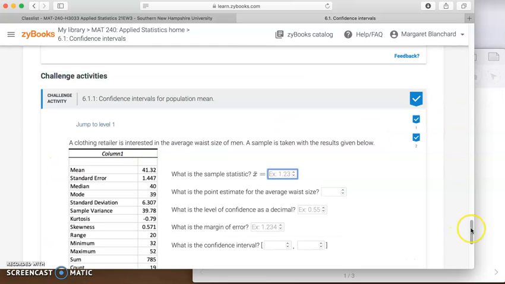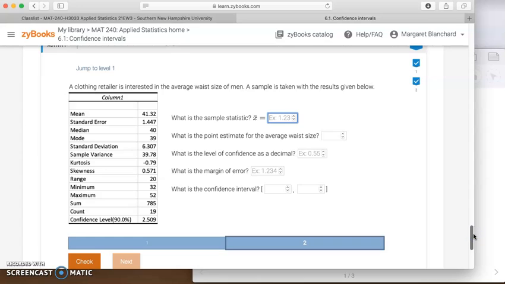Next. All right. A clothing retailer is interested in the average waist size of men. A sample is taken with the results given below. So this is, again, some Excel output. When you start working these problems in Excel on your own, you can get a table like this if you use the data analysis tool pack.